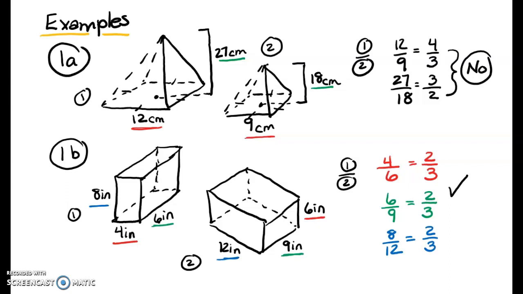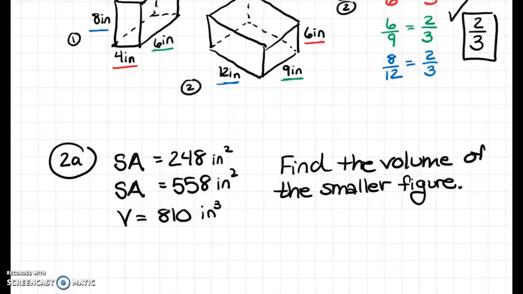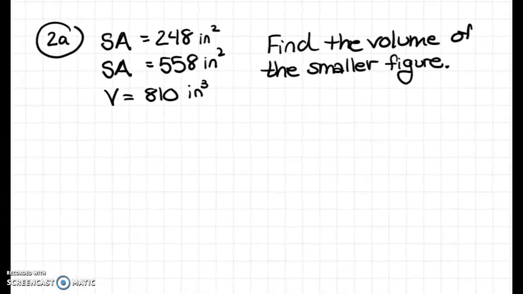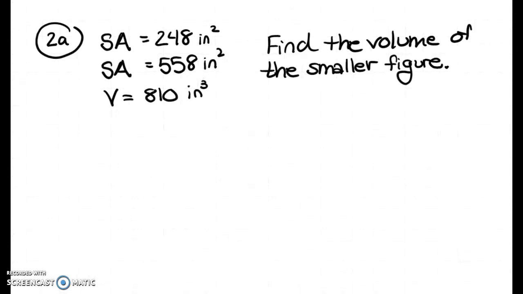So if they are similar, we can come up with a scale factor, and the scale factor is just 2 over 3. Okay, so that's how you should be doing problems 1A and 1B. So now let's take a look at 2A. All right, so it says we're given the surface area of two similar figures, and then it says find the volume of the smaller figure.